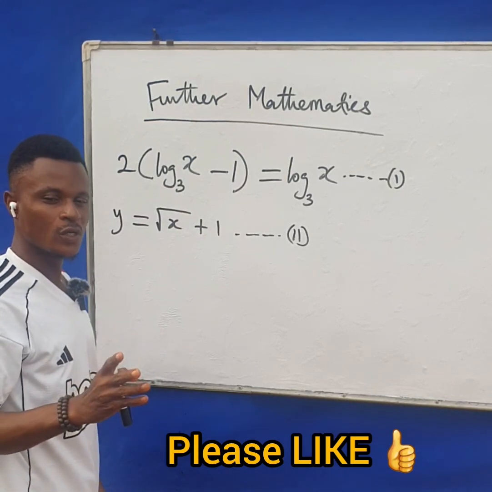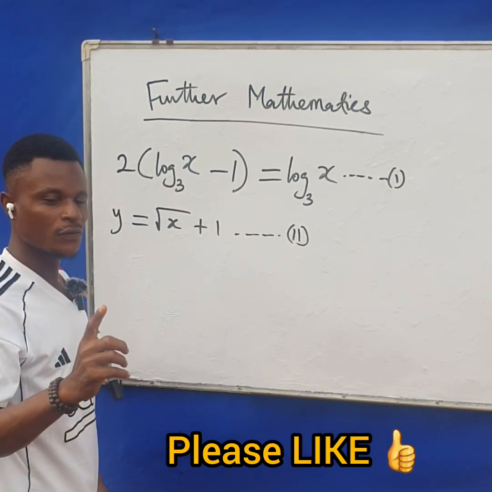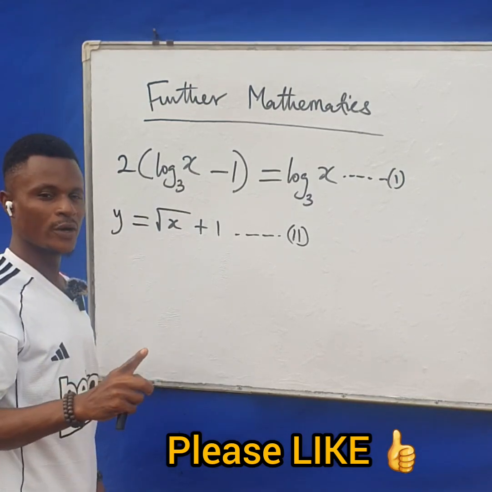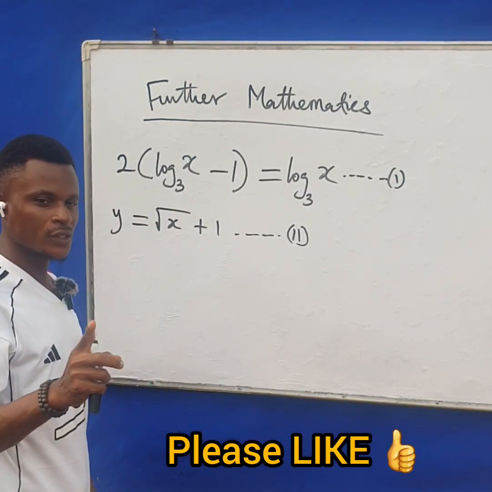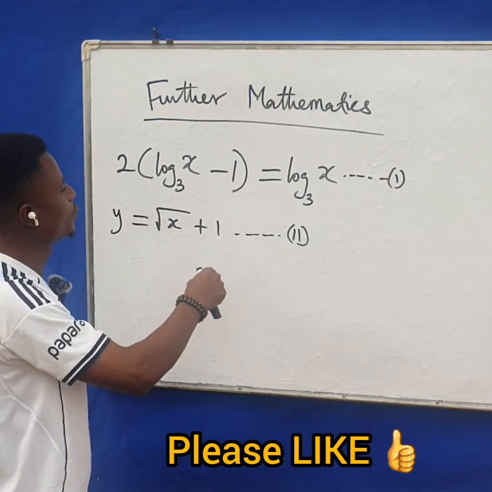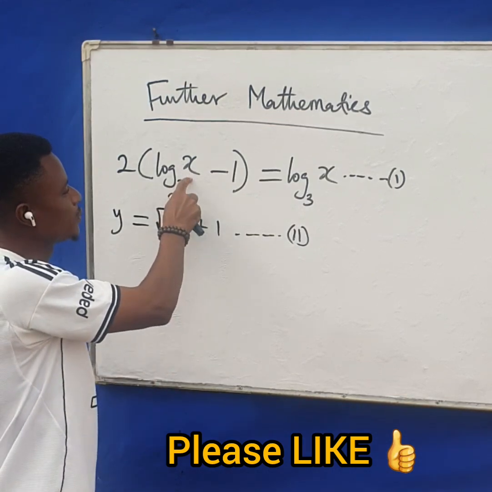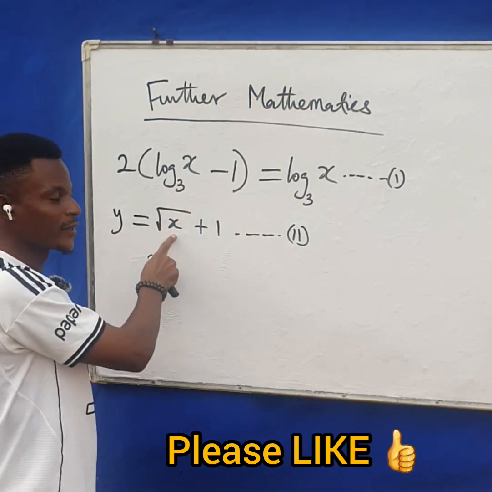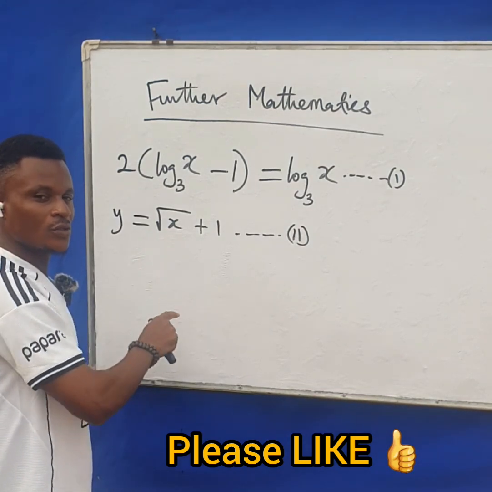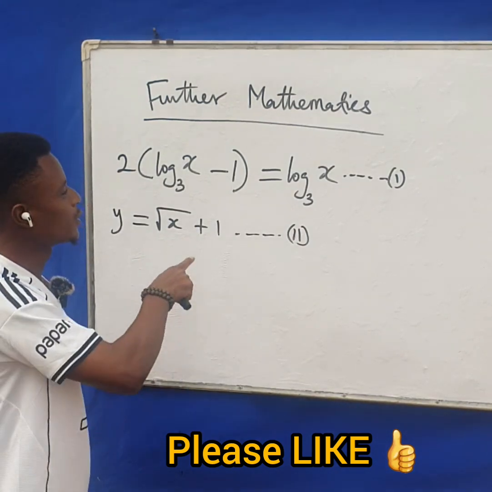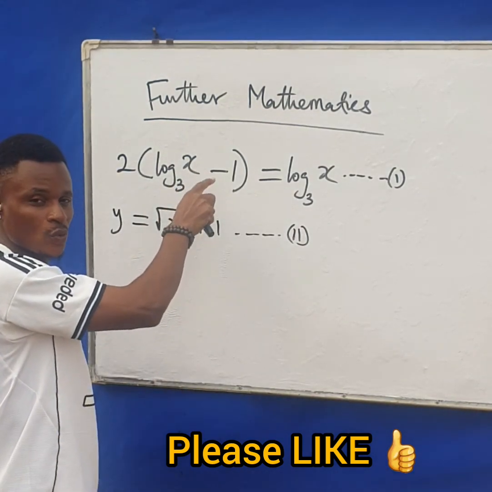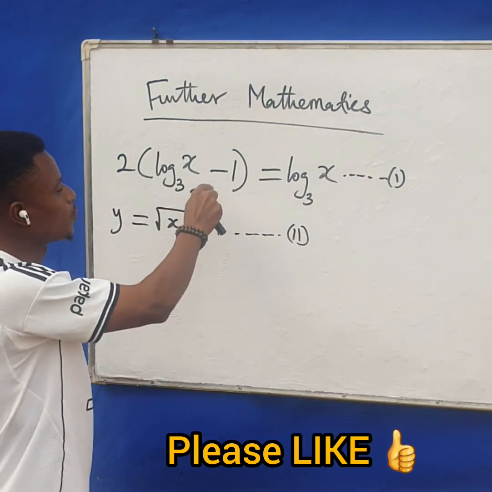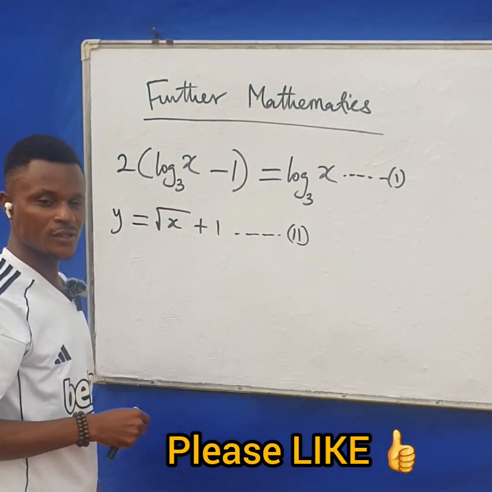If you want to solve this question correctly, first of all, you need to start with the equation that has only one single variable. For example, if you look at equation 1, you notice that equation 1 only contains x, while equation 2 contains y and x. So you are going to start with the one that has only one single variable, which is equation 1, because it has only x. You understand? So from equation 1, we are going to find the value of x.